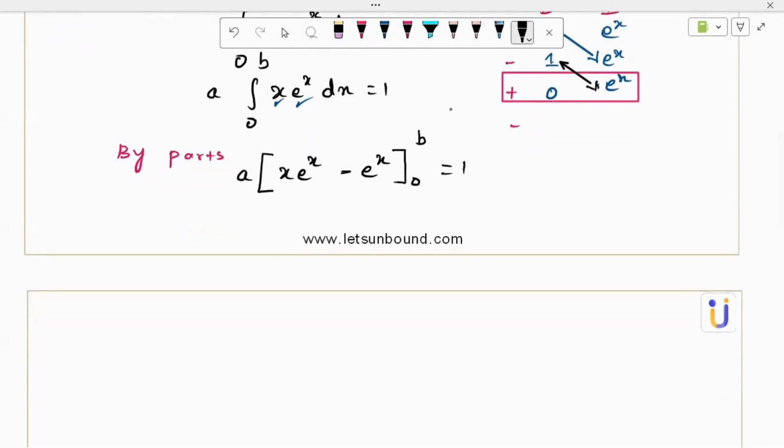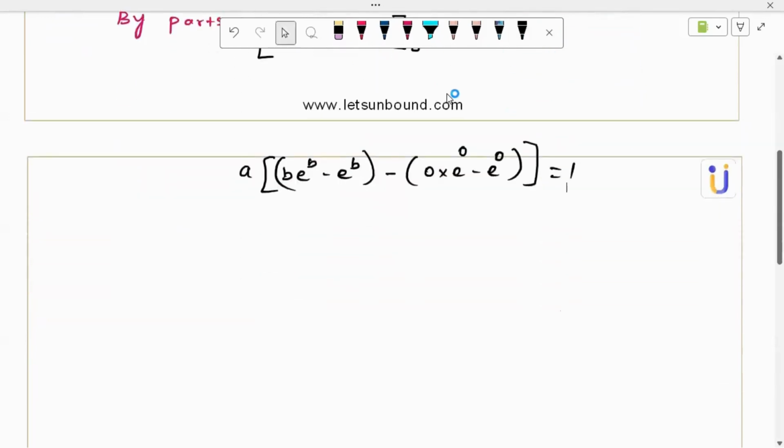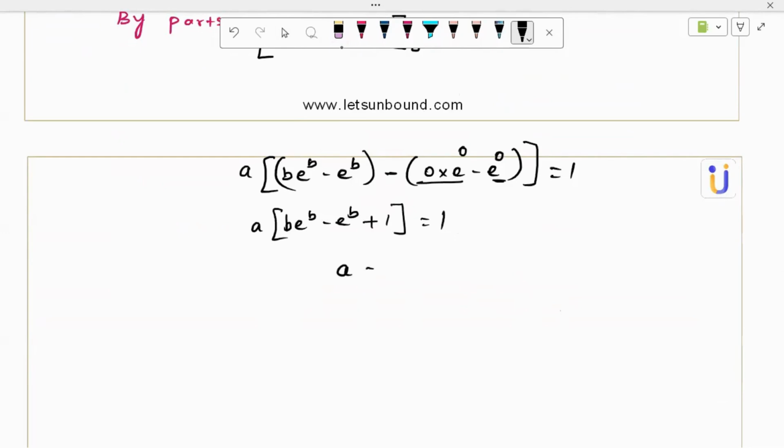And then I need to substitute it, which is a into, first I will substitute b: b e power b minus e power b. Then I will substitute 0: 0 times e power 0 minus e power 0, equals 1. And simplify it. A into e power b, I can take common, or rather it will be b e power b minus e power b. The 0 term is 0 and here this will be minus 1, so totally plus 1 equal 1. And your a is 1 by b e power b minus e power b plus 1, which is 1 by e power b, take common, b minus 1, plus 1. So we expressed a in terms of b.